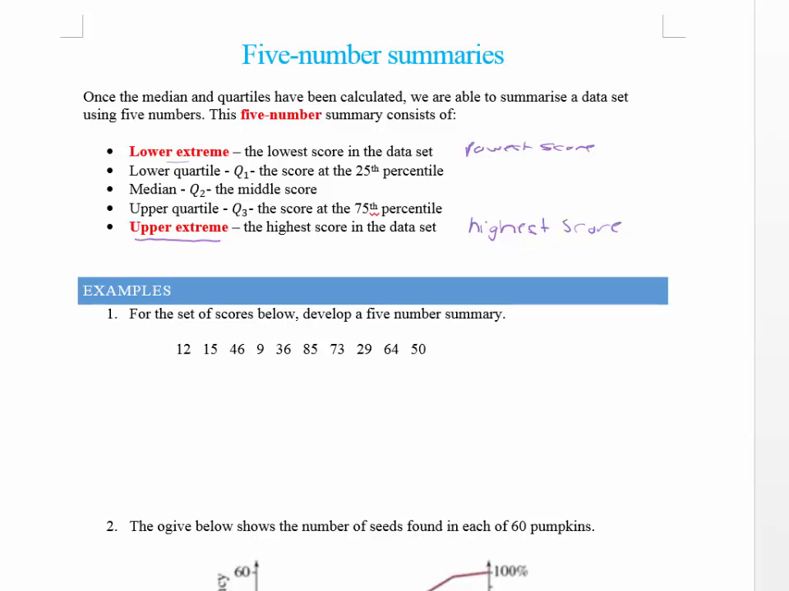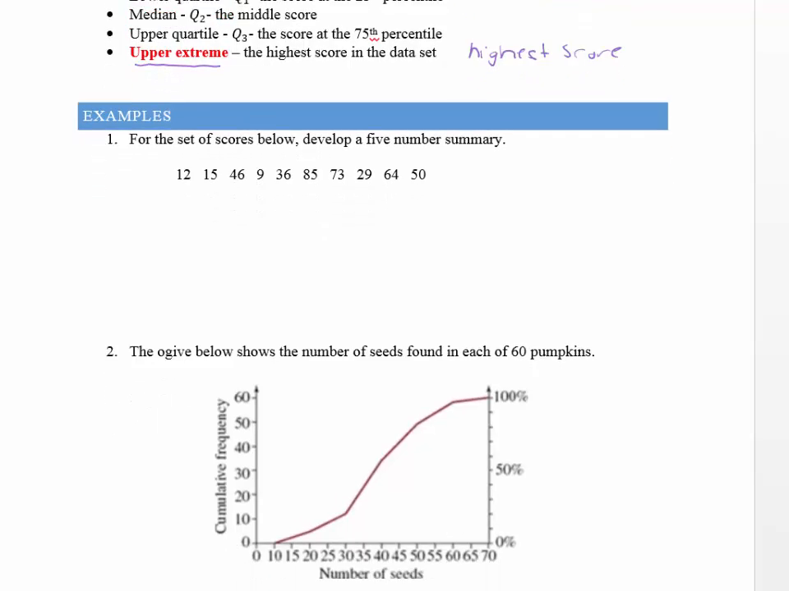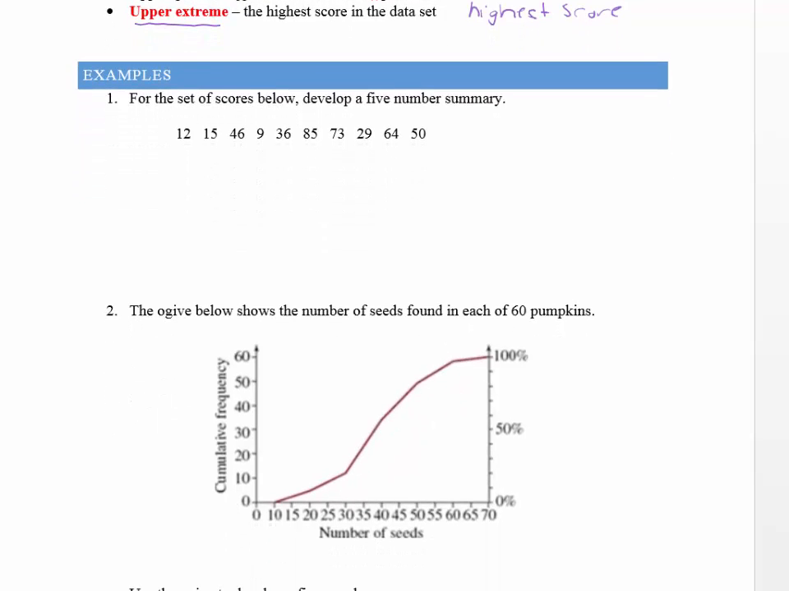So if we have a look then at the very first example that I've got here, for the set of scores below, develop a 5-number summary. Now, because a 5-number summary means we've got to find quartiles, alarm bells are ringing because you all know that you have to now put the data in order. So that's exactly what we're going to do. As you can see, I've quickly put that data in order, and what we're going to do then is find Q2 first, the median.